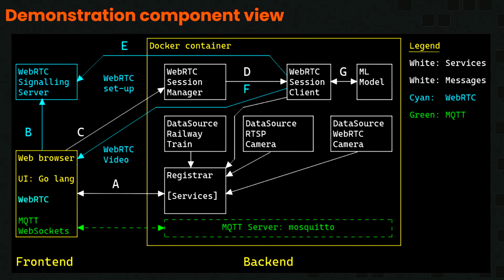So what we end up with is a web browser that over WebSockets talks to the back end, to the registrar, to find out what services there are. They're particularly interested in the data sources like the camera from the train, an RTSP camera in our office, which I should have checked before presenting today, and also a WebRTC camera on my laptop. It's a selected data source which allows the web browser to go to the signaling server to set up the WebRTC connection. Once that's good, the web browser can then talk to the back-end WebRTC manager to set up a session client, and once that's all good, the data streams through and ends up going to the ML model, then back to your laptop.